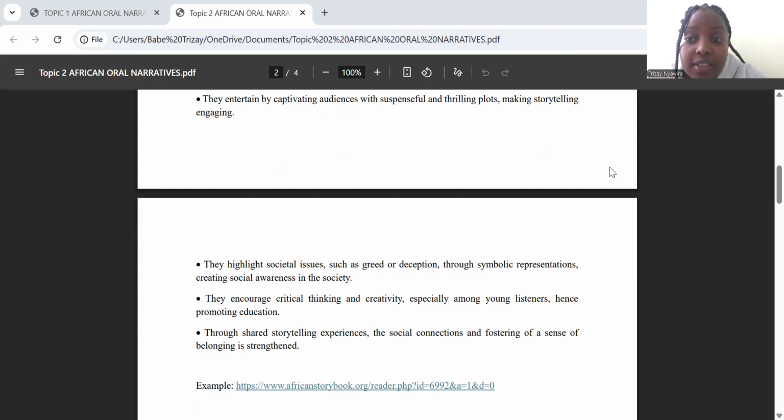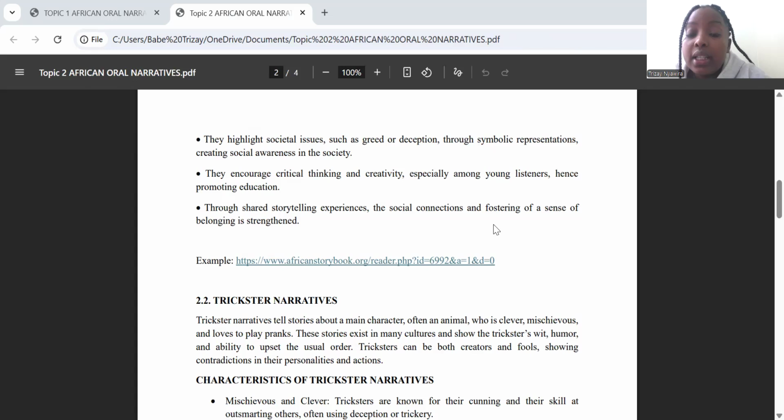The next feature of the Ogre Narratives, they highlight societal issues such as greed and deception through symbolic representations, creating social awareness in the society. They also encourage critical thinking and creativity, especially among young listeners, hence promoting education. Through shared storytelling experiences, social connections and a sense of belonging are strengthened.